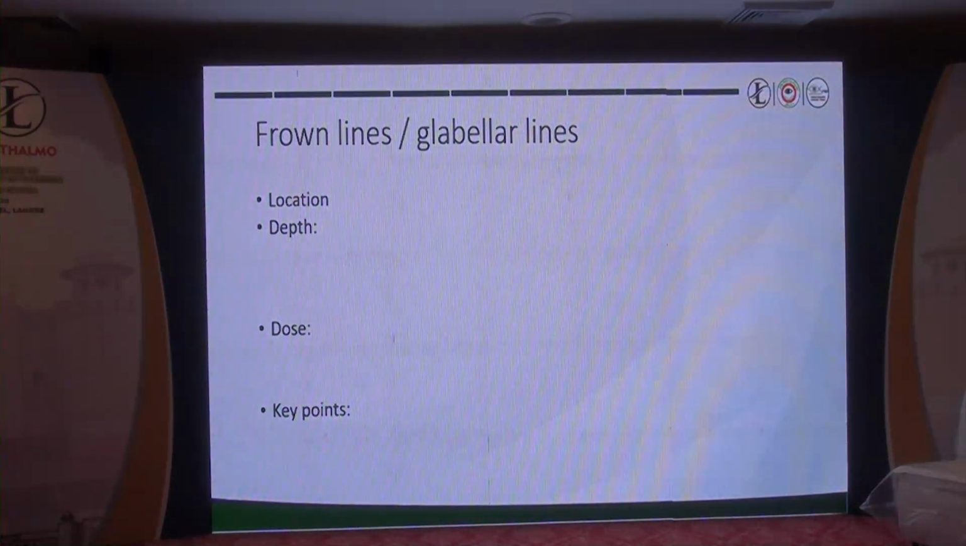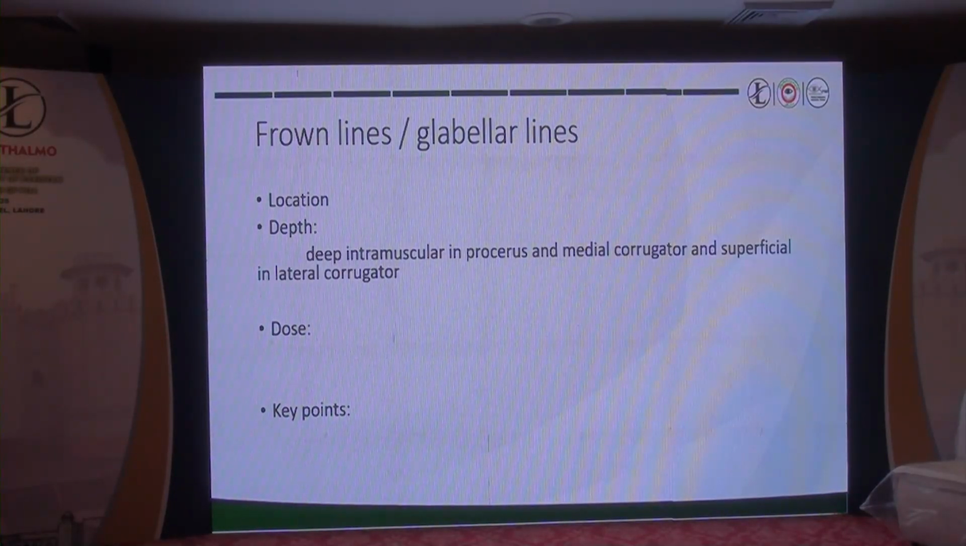The depth for the procerus and the medial corrugators is a deep intramuscular injection. You have to hold the muscle and give a deep injection. You have to stay superficial for the lateral corrugator, because one, the lateral corrugator inserts into the skin, and secondly, below the lateral corrugator are the fibers of frontalis, which you have to avoid. The dose is 3, 2, 1: 3 for procerus, 2 for medial corrugator, and 1 for the lateral corrugator.